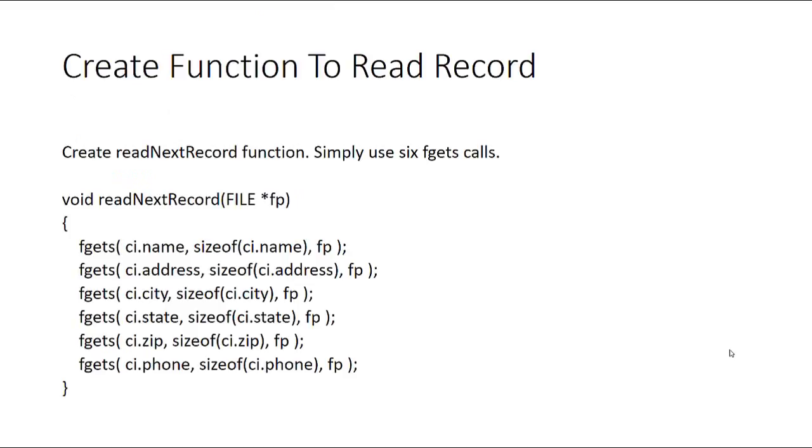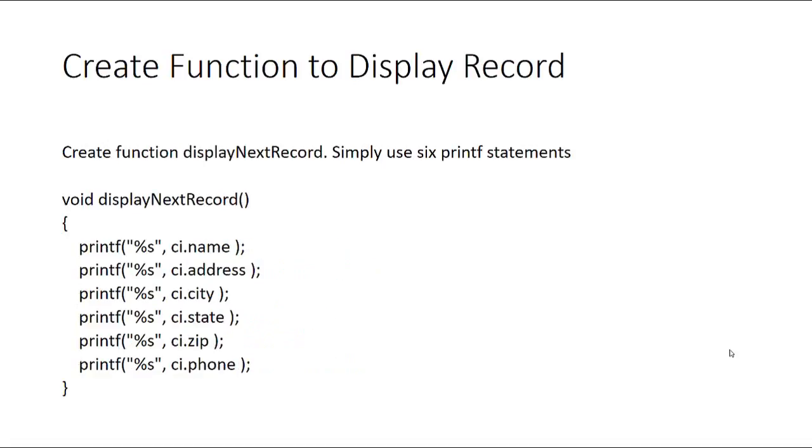Okay, so creating the function to read the record, we simply use 6 fgets calls. Please bear in mind that when you use the fgets call, it's going to read in the \n. So each one of these strings or character arrays is going to have a \n at the end of it. Now the function to display the next record, we just use 6 printfs, and that's really all there is to it.